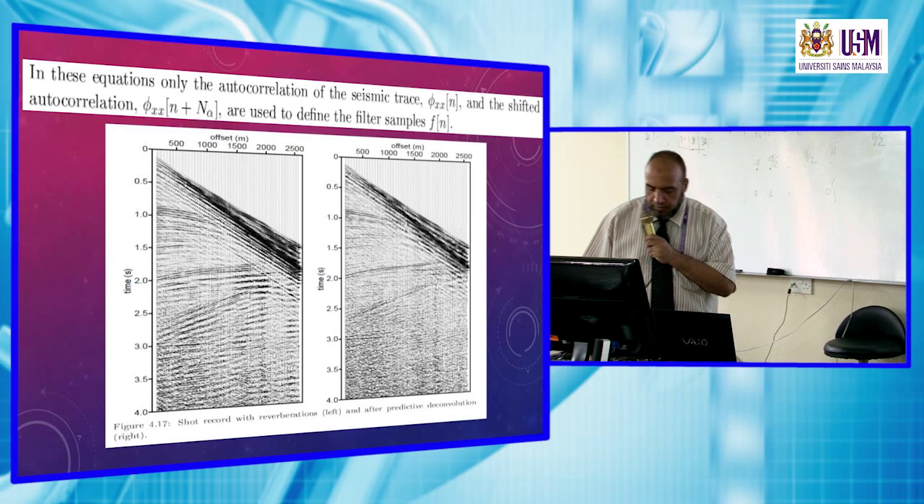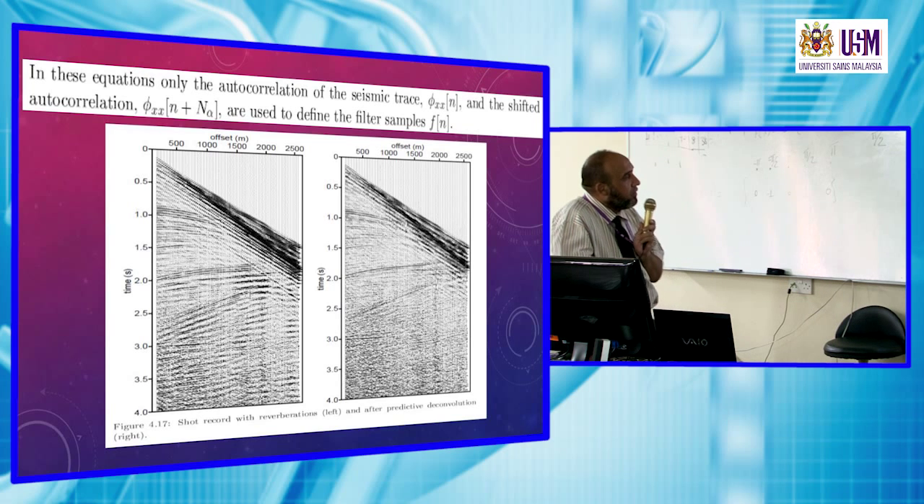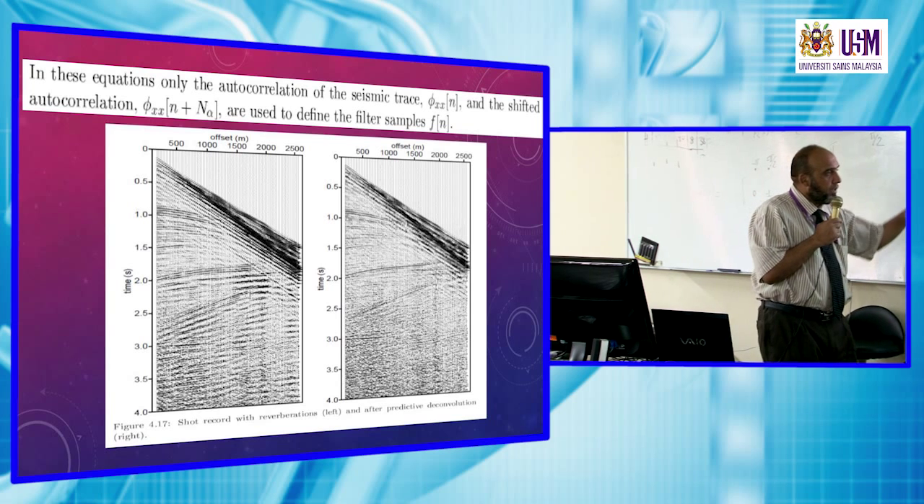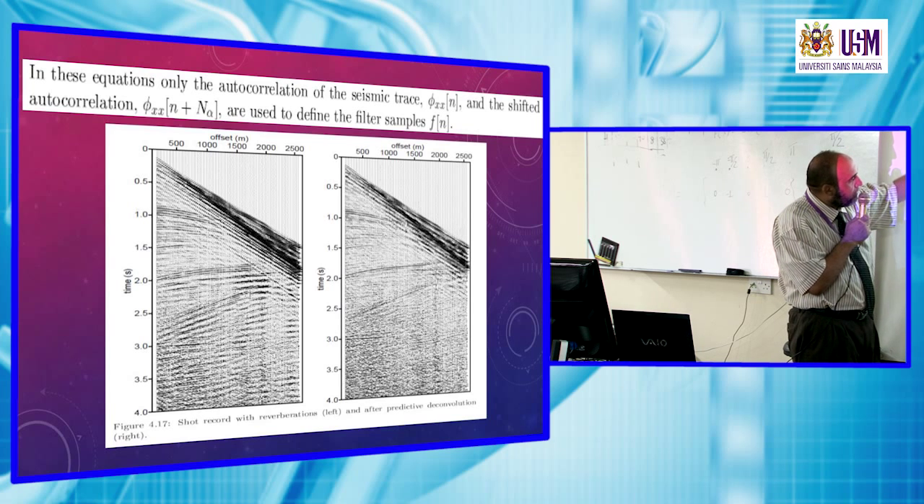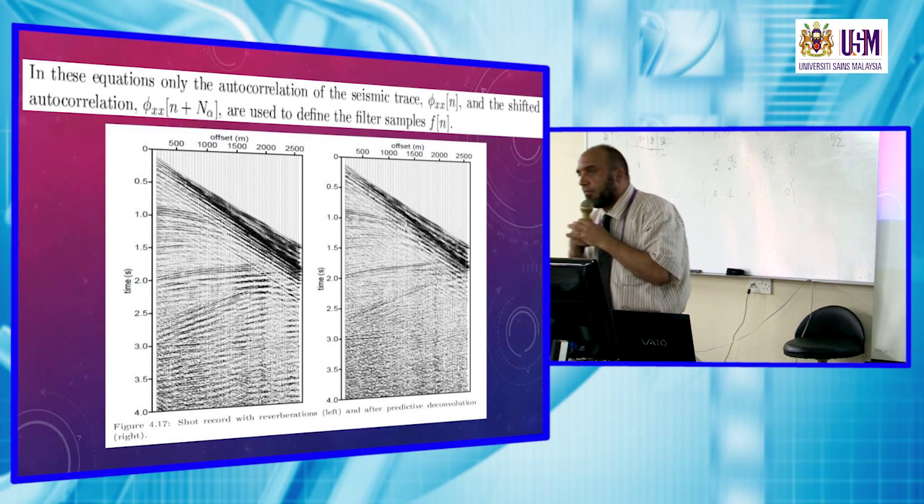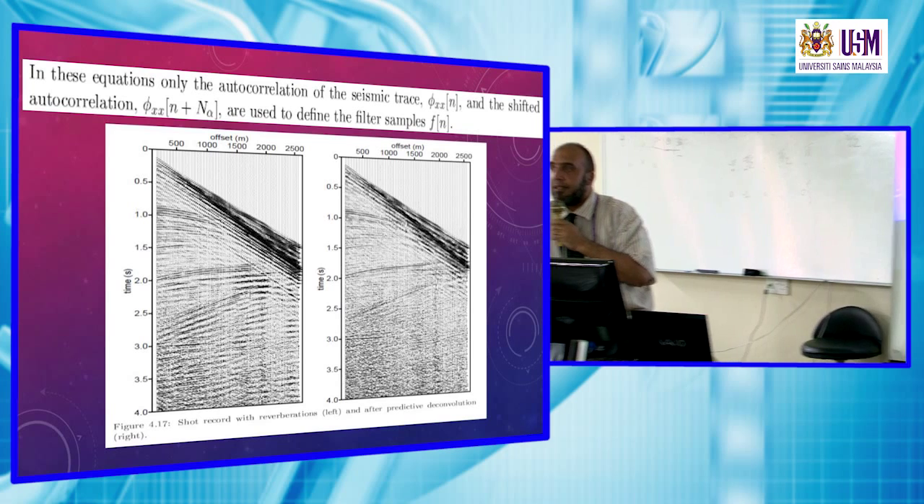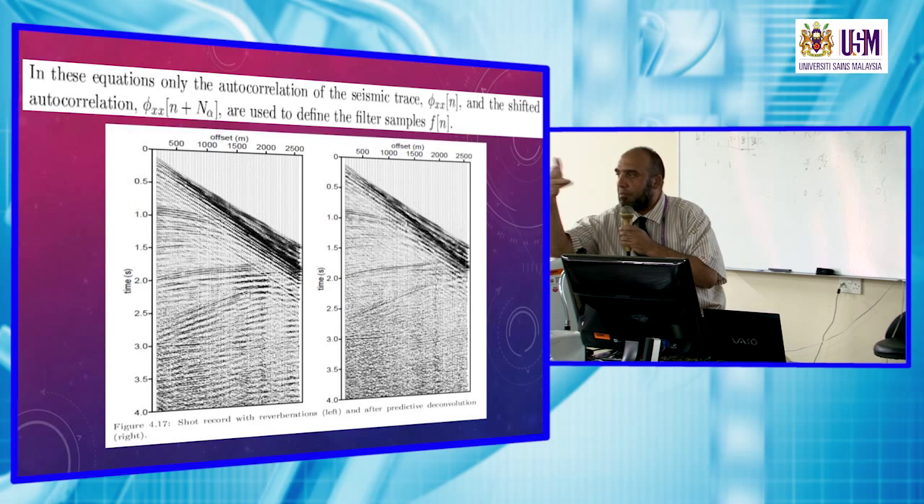So we defined the filter samples from f0 to fn, and then we use this filter to filter out the record. If you have a look at this example, here we have an example showing multiples. See, these are multiples. Multiples because they are following the same feature. It's like multiplying the same thing many times. That's why we're calling it multiples. But now we have a change in time.